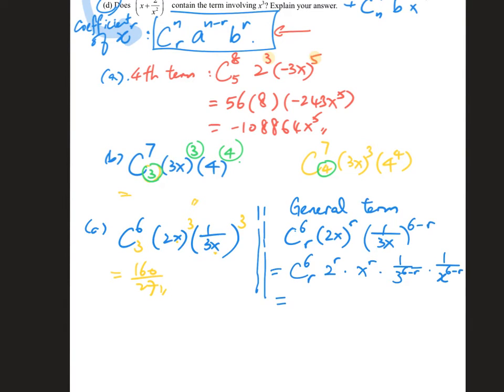And now you put these two terms together. You have 6Cr number, 2 to the power r number, 1 over 3 to the power 6 minus r number. And for this one, maybe I missed a step, but the calculation will be here. It's r minus (6 minus r) by index law. So that's why it's x to the power 2r minus 6.